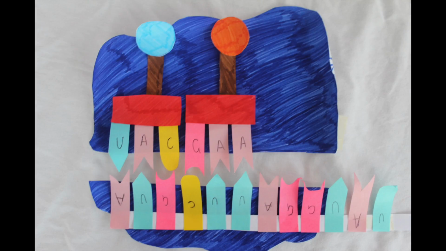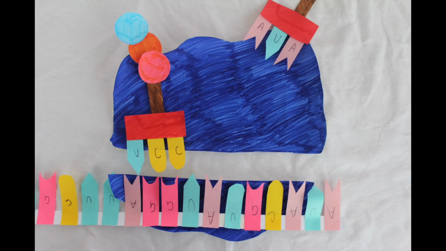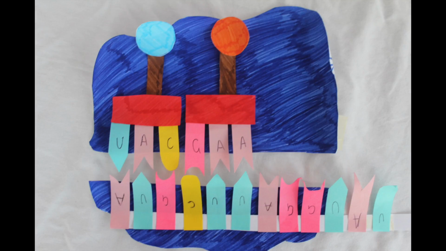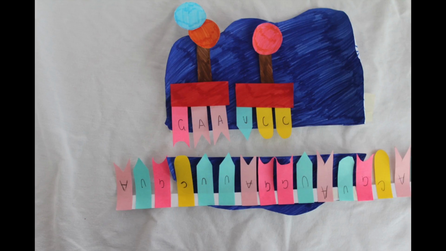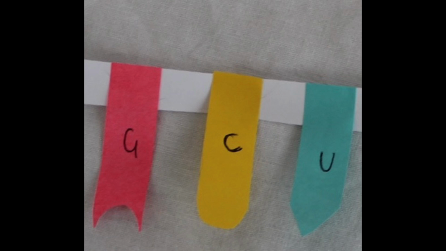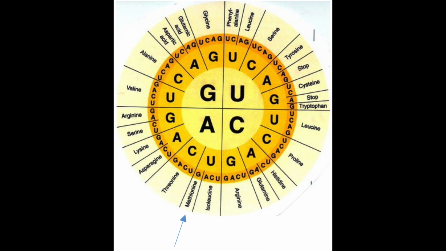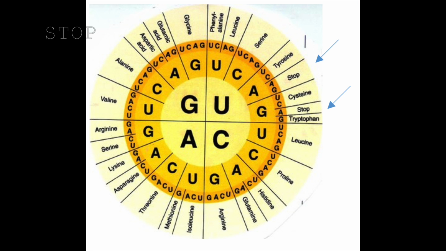Translation involves decoding a messenger RNA strand and using its information to build a polypeptide, which is a chain of amino acids. Let's see how this is performed. The nitrogenous bases are grouped into 3-letter codes called codons. Most codons code for specific amino acids, apart from 4 special codons: 1 which codes for translation to start, and 3 which code for translation to stop.